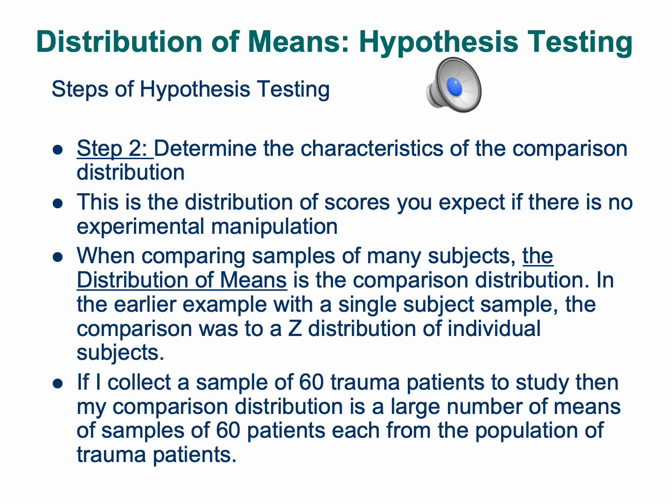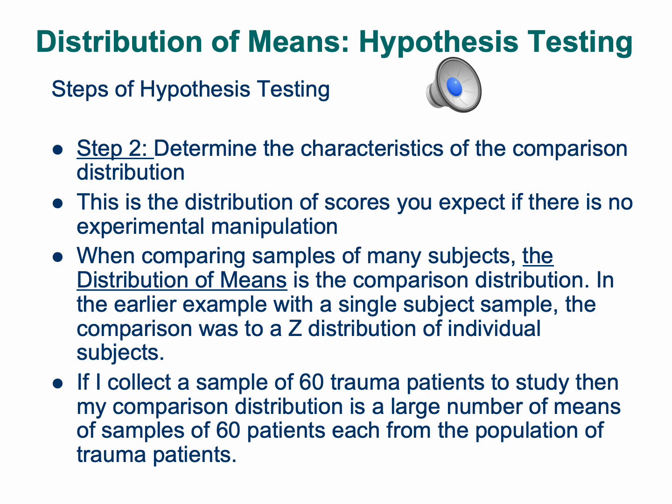So here we have an example down here. If I collect a sample of 60 trauma patients, my comparison distribution is a large number of means of samples of 60 patients from the population of trauma patients. Okay, so my comparison distribution is not going to be a distribution of trauma patients and their individual scores. It's going to be a distribution of means of samples of 60 from that distribution of individual trauma patients.